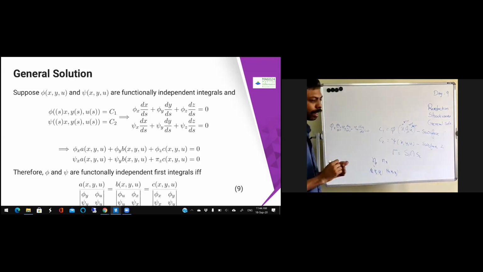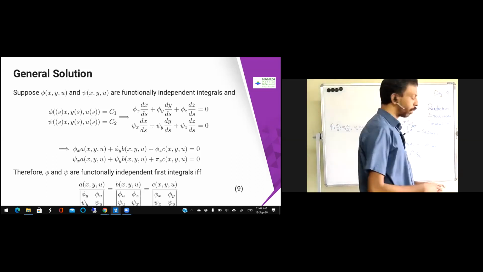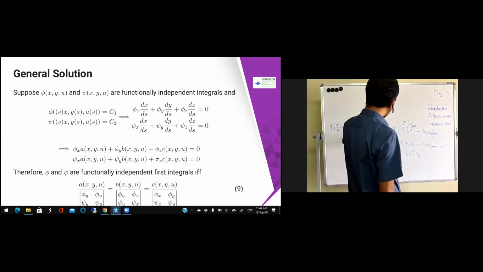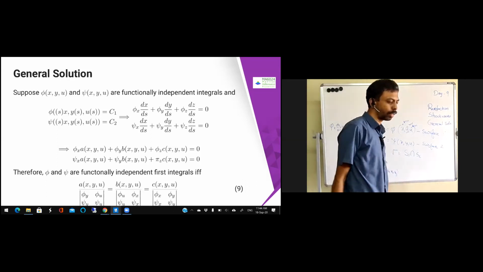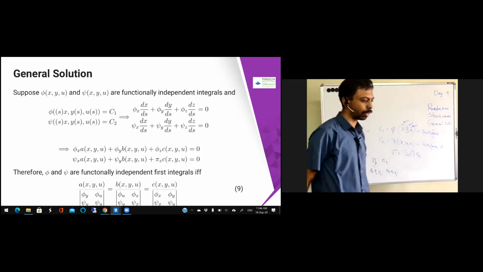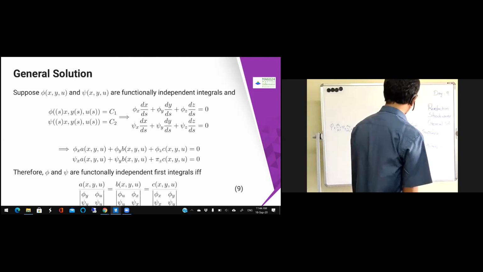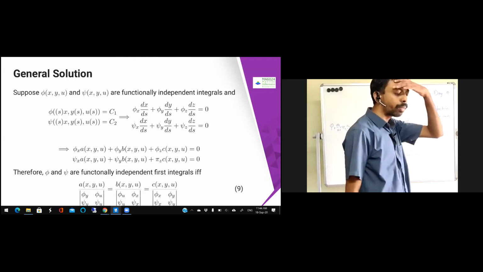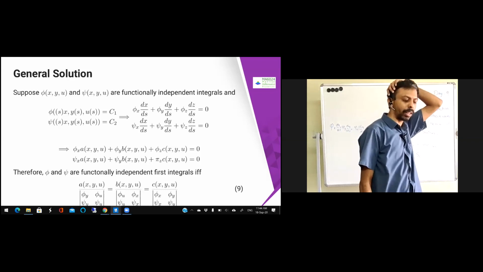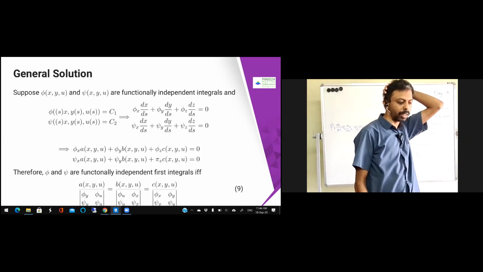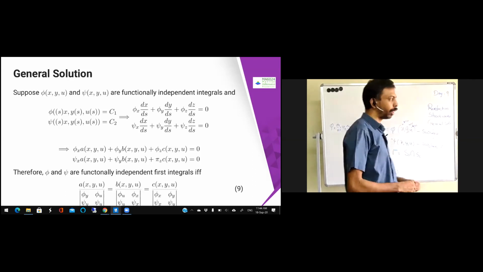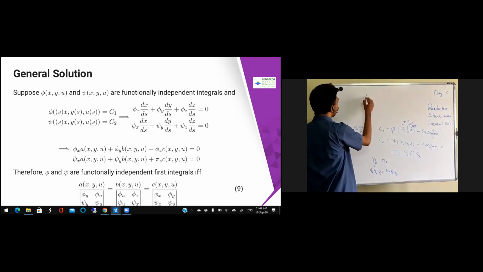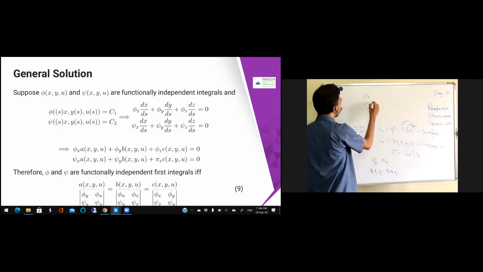Similarly for psi x also we get psi x into dx by ds and so on. I'm just differentiating with respect to s. This is constant, therefore the right hand side becomes 0. Now, what is dx by ds, dy by ds, du by ds? That we know from our past linear PDE: dx by ds equal to a, dy by ds equal to b, du by ds equal to c.